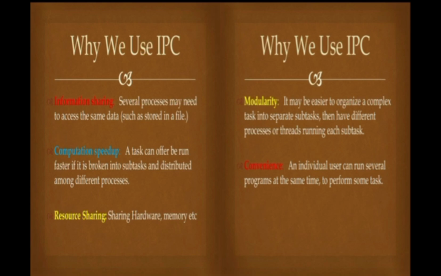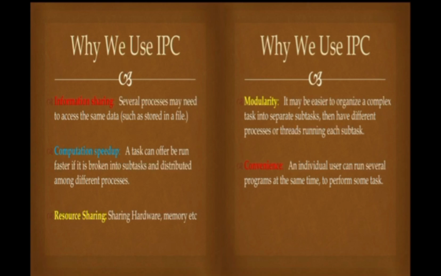Second is computation speedup. If we break a big task into smaller subtasks and run them on different processes at the same time, then the overall task finishes faster. Then the third comes resource sharing. Processes share hardware and memory instead of each needing its own separate copy. So it reduces the requirement of memory space.